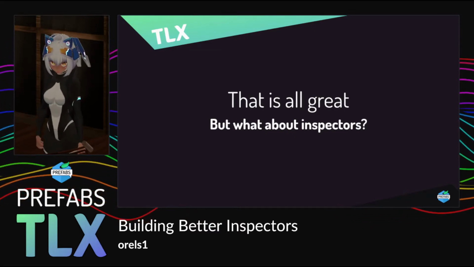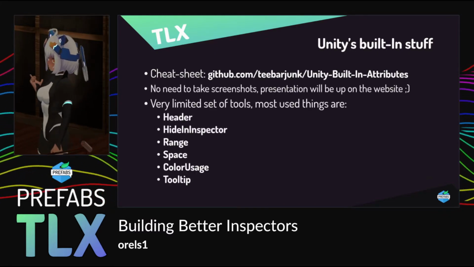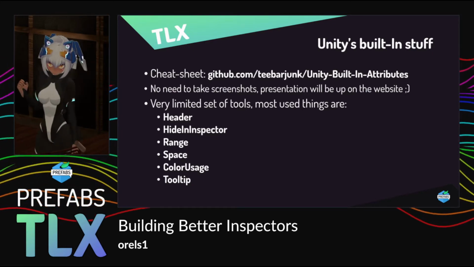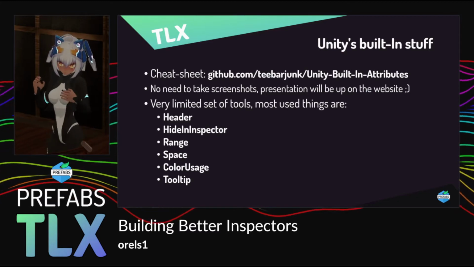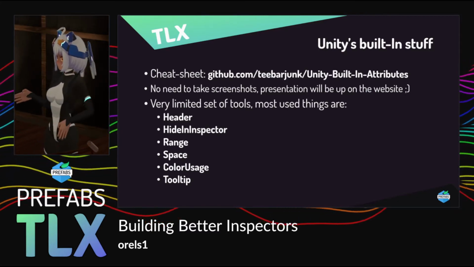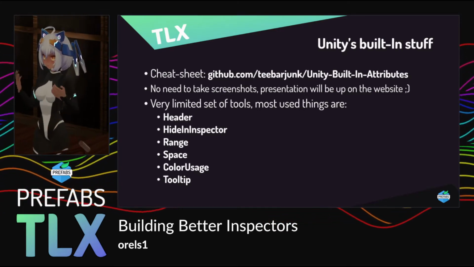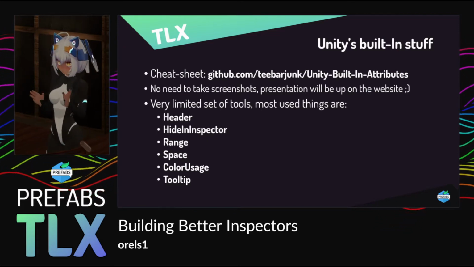So we'll look at what Unity gives us. Unity has some built-in things that you might have used, either if you do shaders, or if you do UdonSharp, or if you ever touched Unity directly. It has things like headers and range and spaces and tooltips. Tooltips are generally considered to be the most useful of them because it allows you to add some extra helpful information to any field you have, just any random text.